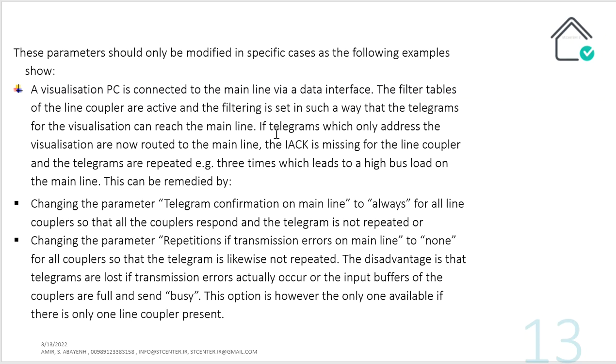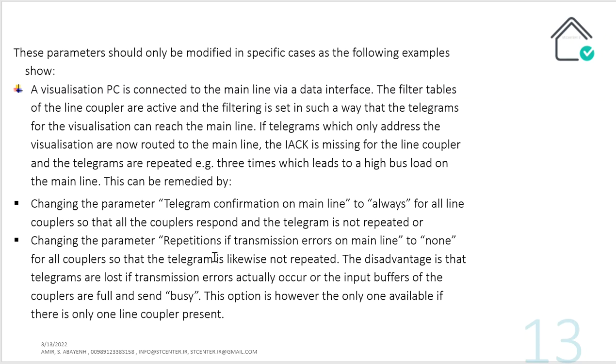This can be remedied by changing the parameter telegram confirmation on a main line to always for all line couplers, so that all couplers respond and the telegram is not repeated, or by changing the parameter repetition of telegram errors on a main line to none for all couplers, so that the telegram is likewise not repeated. The disadvantage is that telegrams are lost if transmission errors actually occur, or if the input buffers of the couplers are full and send busy. This option is, however, the only one available if there is only one line coupler present.